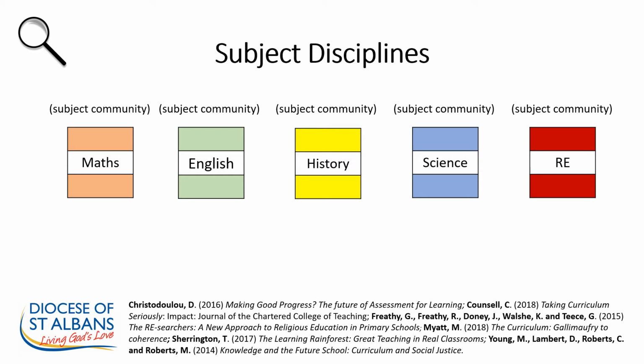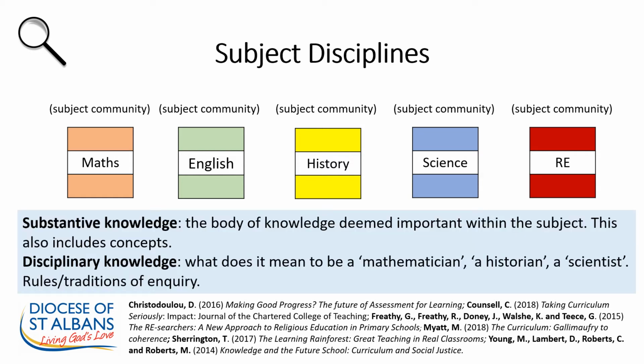And not only are we thinking within each subject domain about the knowledge and the ways of inquiry, but within those subject communities, there's also an element of how do we progress within that subject discipline. And I think there are two really useful aspects to draw on here when thinking about curriculum and knowledge. So first of all is substantive knowledge. What is the body of knowledge deemed important within that subject? And that also includes concepts. And then disciplinary knowledge. So what does it mean to be a mathematician, a historian, a scientist? What are those rules and the traditions of the inquiry?